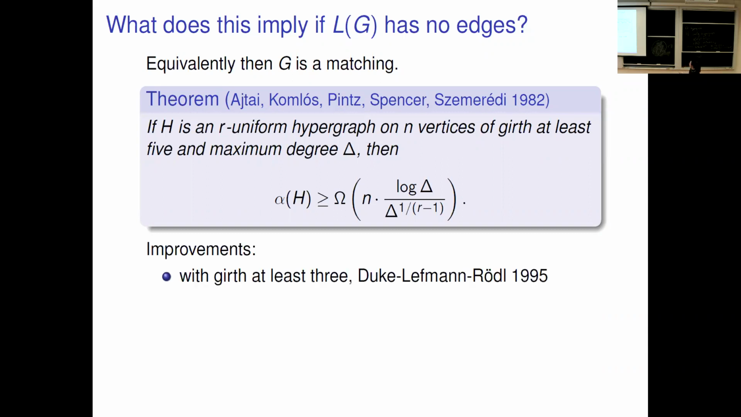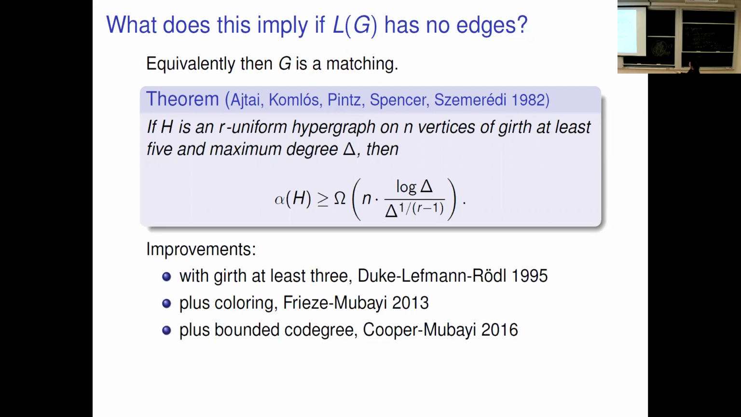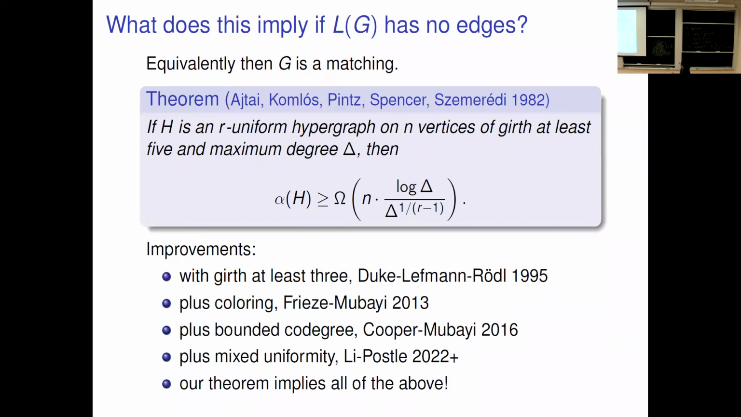And there have been a number of results. So all this plus girth at least 3, all this, but instead of one independent set, finding a coloring, all of this, but instead of girth at least 5, some bounded codegree condition, plus mixed uniformity. And our theorem will do all of this as well. But with the caveat that we have to be careful here, we aren't doing girth at least 3, we're doing girth at least 5, but we do the other things.